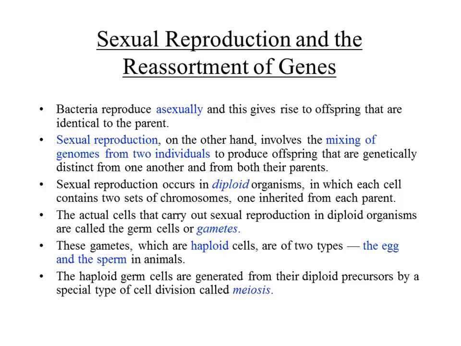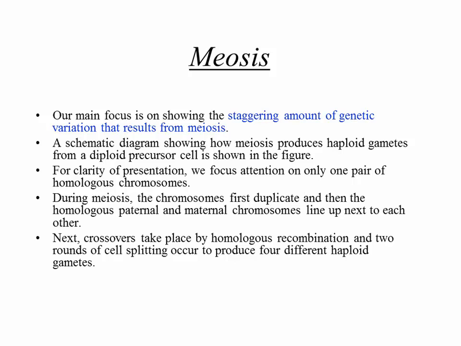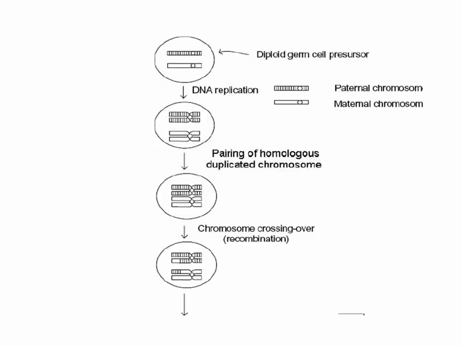Now the haploid germ cells are generated from their diploid precursors by a special type of cell division which is called meiosis, right? And we will cover meiosis in detail in a later chapter, both mitosis and meiosis. Mitosis is just the division of the somatic cells, how our organs and all that grow. And meiosis is the mechanism by which the egg and the sperm are produced from their diploid precursor cells, right? So let me just jump straight to the picture and start explaining, then I'll go over the text.